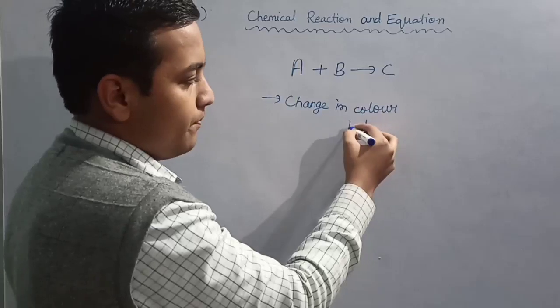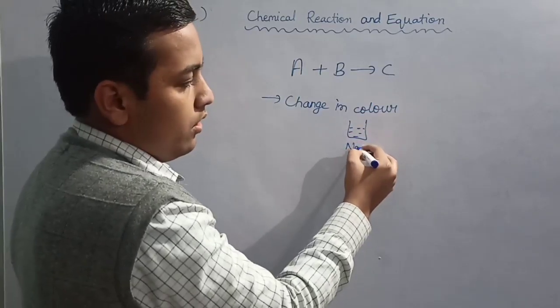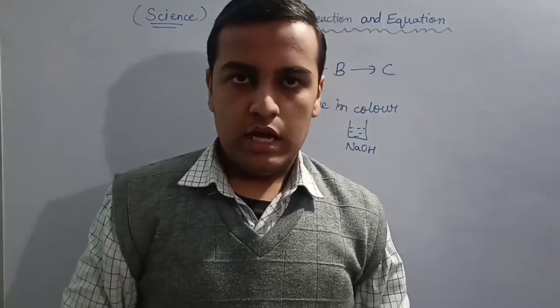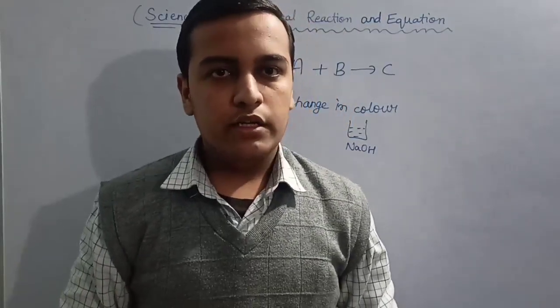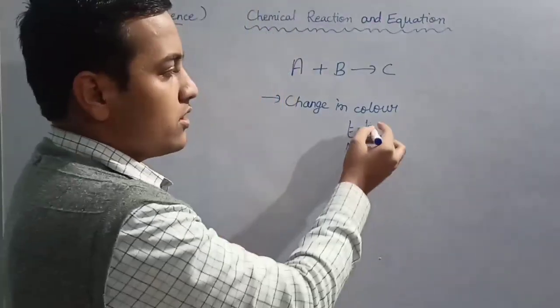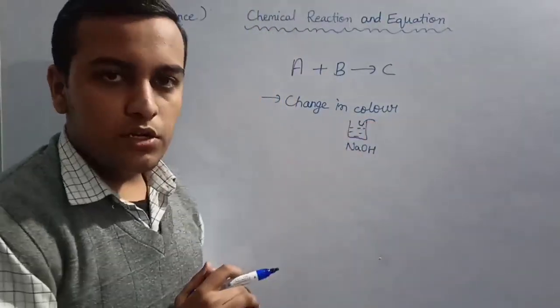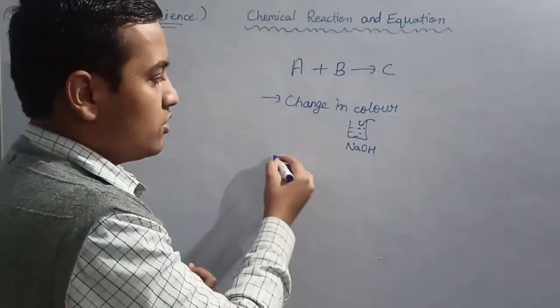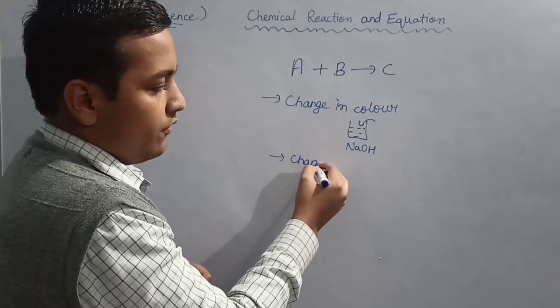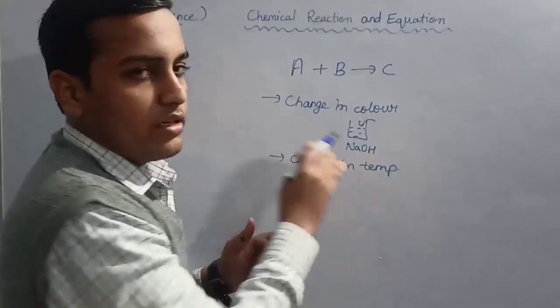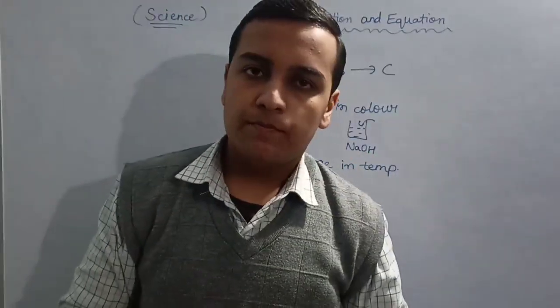For example, if I take the base NaOH, and in that base I mix the indicator phenolphthalein. As we all know, phenolphthalein is an indicator, and when it is mixed with a base, the base turns pink. So the whole process here is known as a chemical reaction. This is part of chemical reaction. Another method is change in temperature. If there is a change in temperature, then you can say that a chemical reaction has taken place.